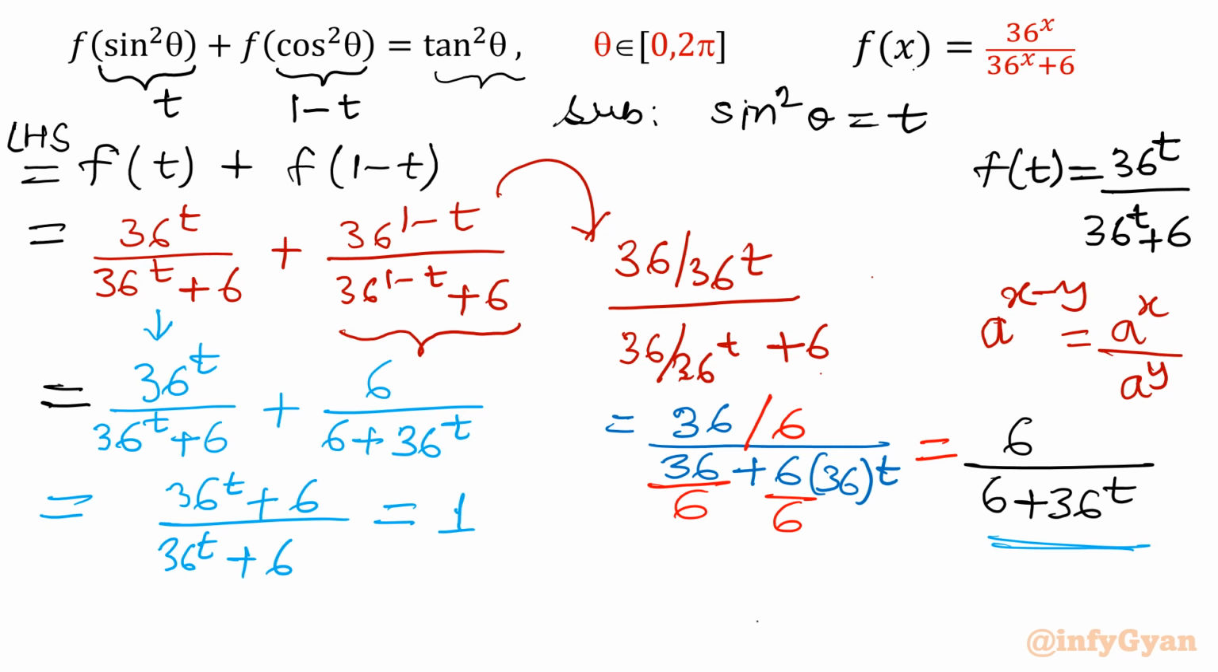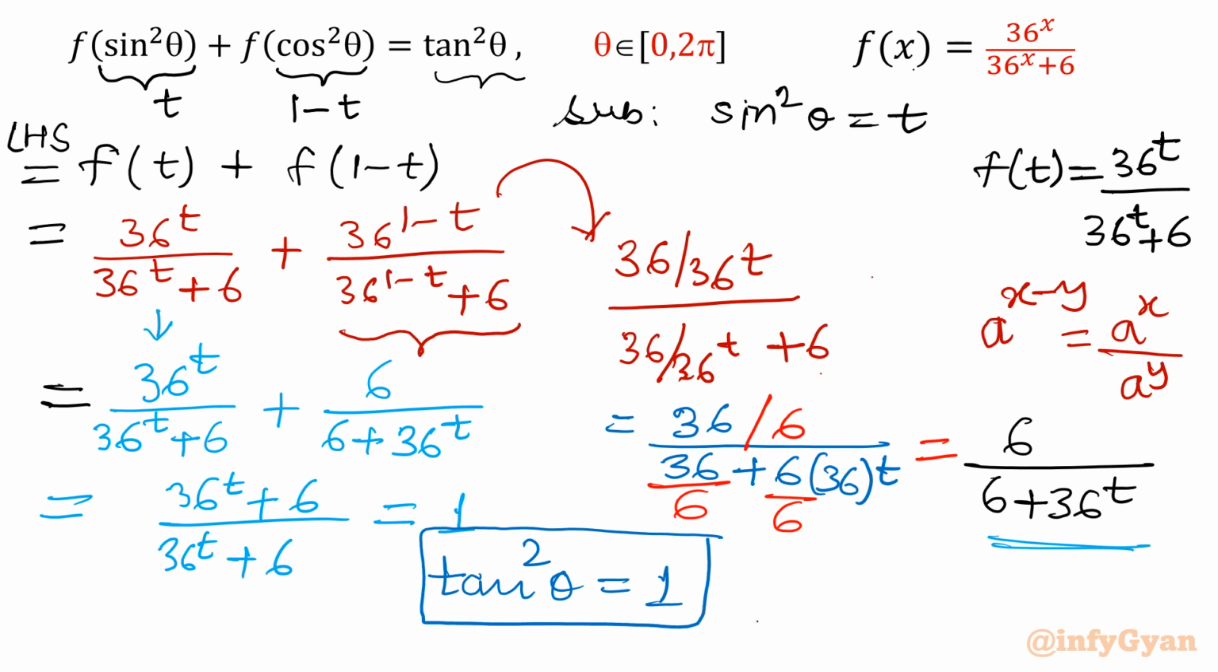So what are we ultimately going to write? tan²θ equals 1, because the left hand side is 1. Rather than solving the right hand side in terms of t, it is better to first find what the left hand side of the functional equation comes out to. If that value is constant, then we directly put the right hand side function as that constant value, 1. Now we only have to solve this trigonometric equation. Let's solve it. tan²θ equals 1, which means tan θ equals plus or minus 1.